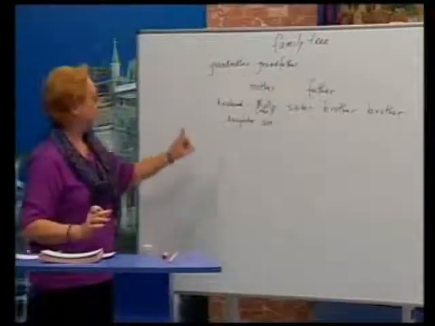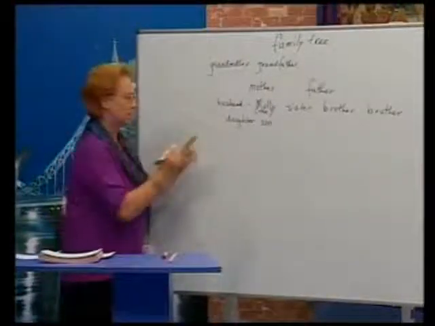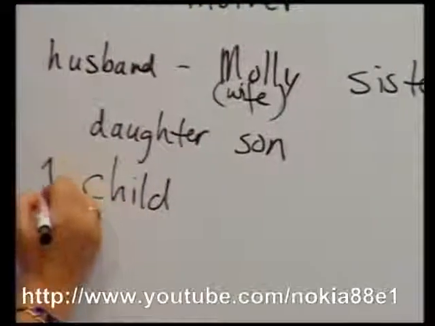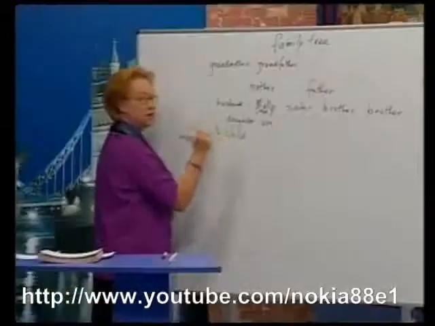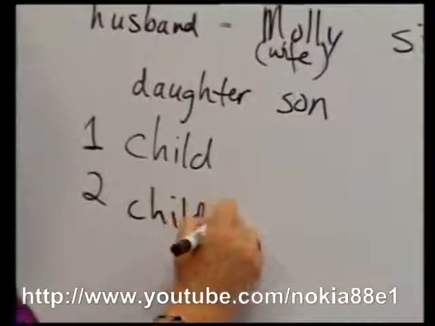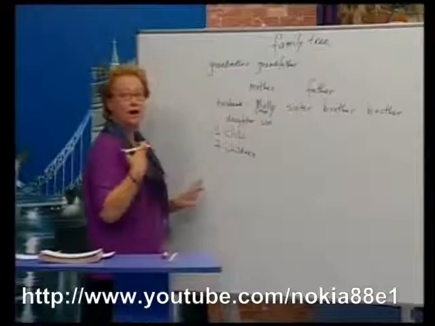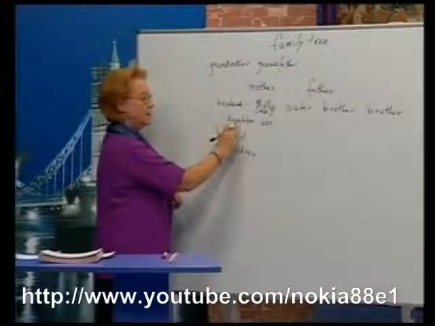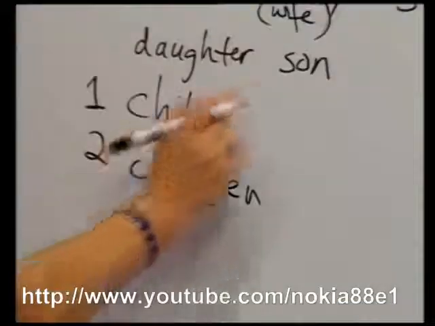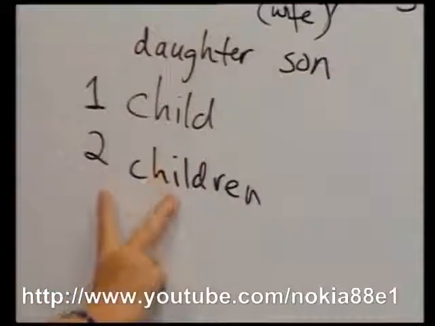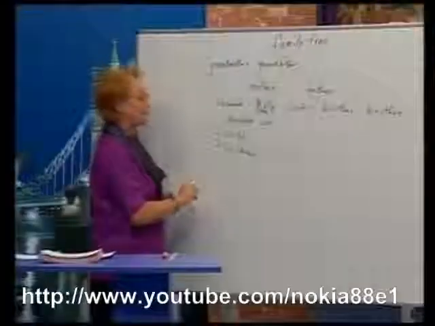We have child, one child, two children. So I have two children. My daughter is one child. My son is one child. My daughter and son are two children.